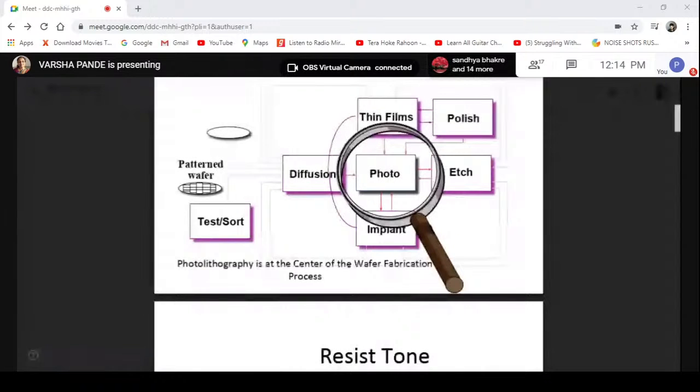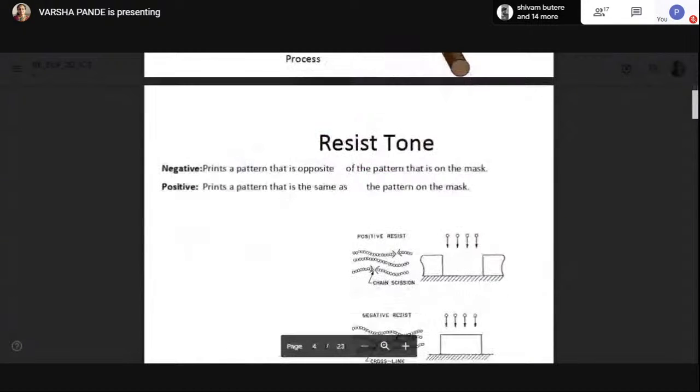In lithography, we can either add something or subtract something to create the pattern. Now, there are two types of photoresist used: one is the positive photoresist, and the other is the negative photoresist. With positive photoresist, the pattern is created as per the mask. With negative photoresist, the pattern is created opposite of the mask. That is the main thing.